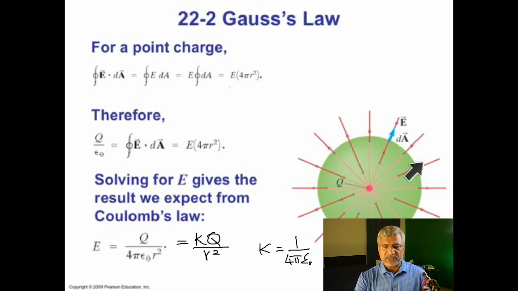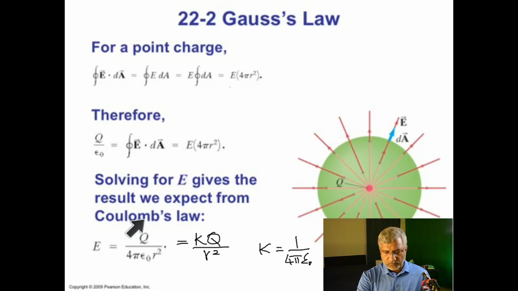Since E is a constant, it's taken out of the integral. And then what we have is integral dA. What do you mean by integral dA? That's going to give us the total area of a sphere. And the area of a sphere is 4 pi r squared. So now the left-hand side becomes E times 4 pi r squared. And on the right side, we have Q by epsilon naught. So Q by epsilon naught is E times 4 pi r squared.